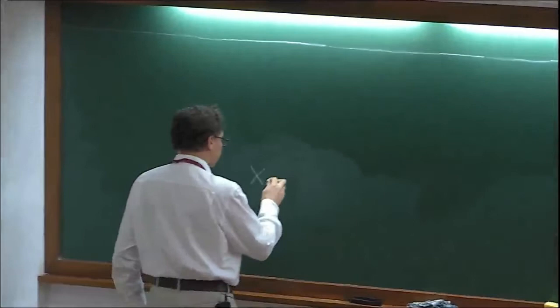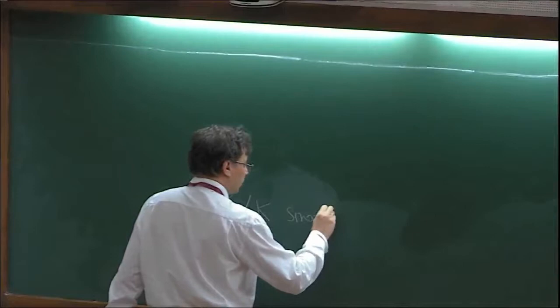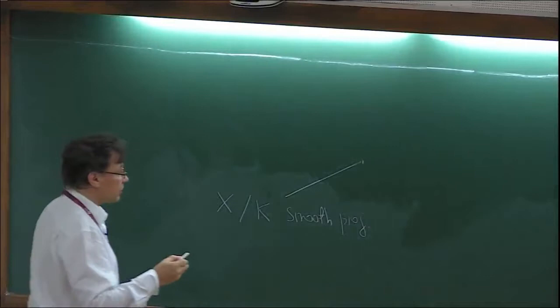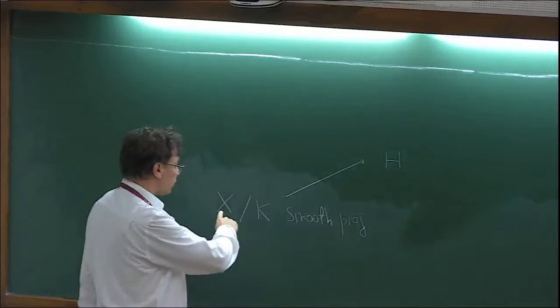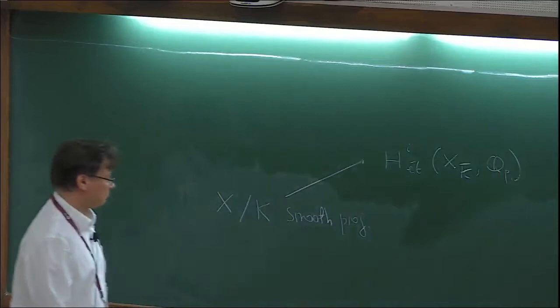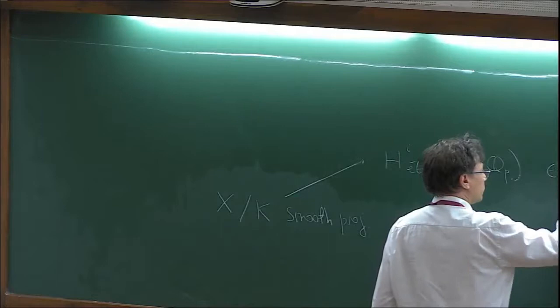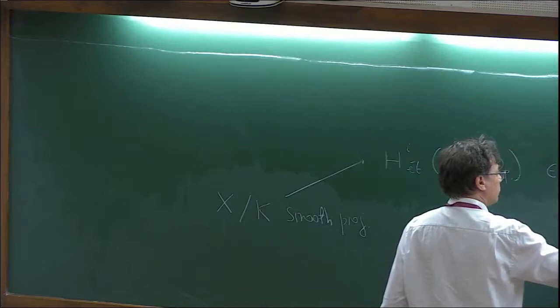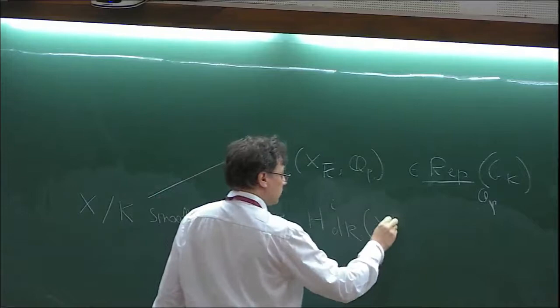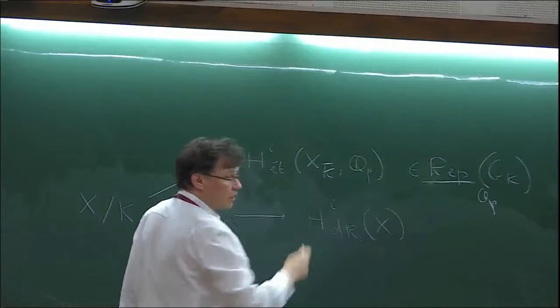So let's consider a smooth projective variety X over a local field K. One can associate to it different cohomology theories. If we want to get p-adic representations, we can consider the étale cohomology of X. So this gives rise to p-adic representations. There are also other cohomology theories, the de Rham cohomology, algebraic de Rham cohomology, which has another structure: we lose the Galois action, but we have some filtration on these groups.